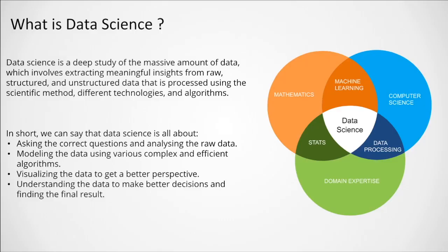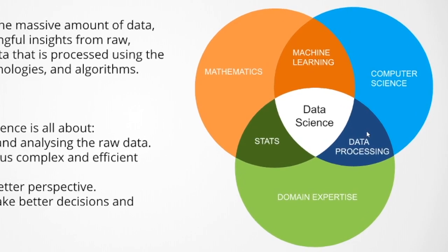So what is data science? Data science is a science about data. To perform data science, you need a massive amount of data, right? And in data science, we try to extract meaningful insights from raw, structured or unstructured data using scientific methods, different technologies and algorithms.